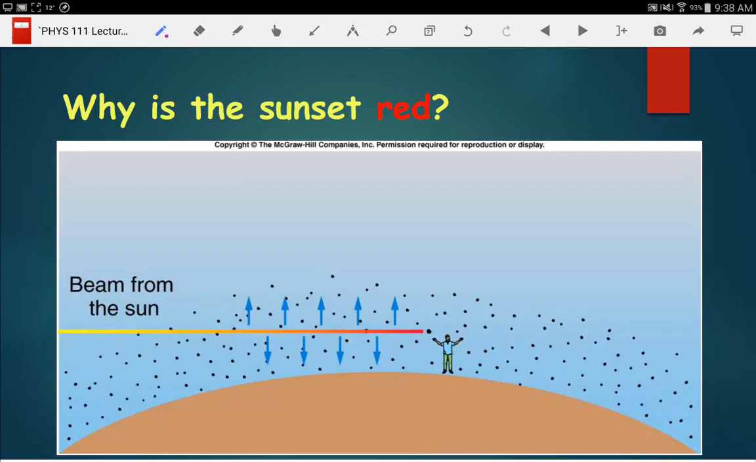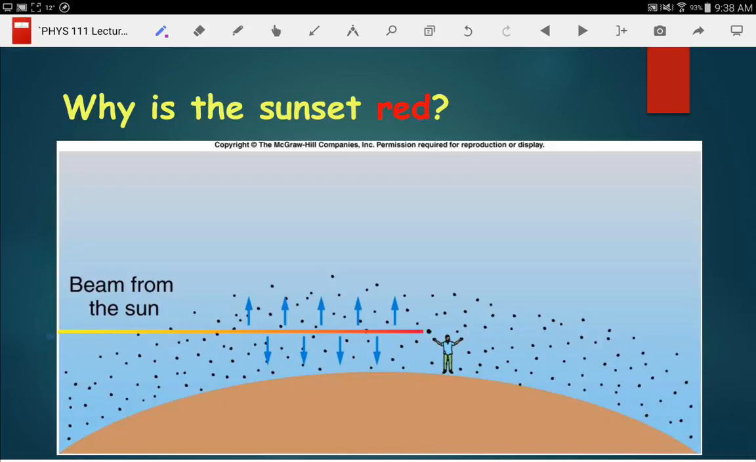Sunsets. When you look at a sunset, what color is the sky? It's red. Red, purple. Interesting colors, right? It's a good question as to why the sky is these other colors. And here is the basic reason why sunsets are red.